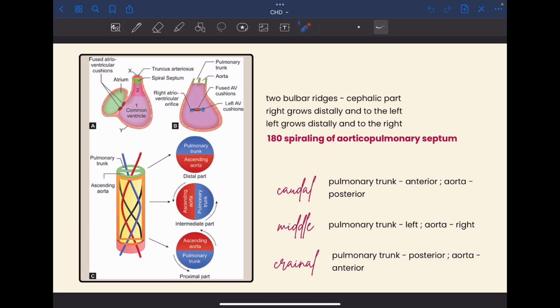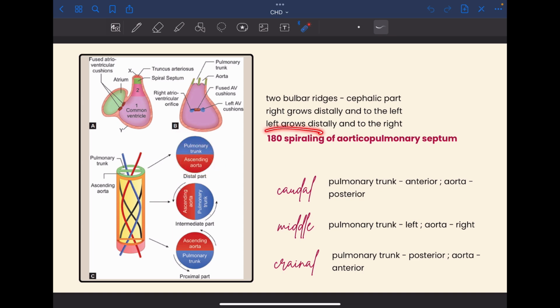In the most caudal part, the lower part, the septum will start off in a transverse orientation. It's horizontal. It will basically give us anteriorly the pulmonary trunk and posteriorly the ascending aorta. Then it will spiral to give us an anteroposterior septum, with the pulmonary trunk on the left side and the ascending aorta on the right side. And in the most cranial part, it will go back to being horizontal or transverse, but the ascending aorta will come anteriorly and the pulmonary trunk will go posteriorly.